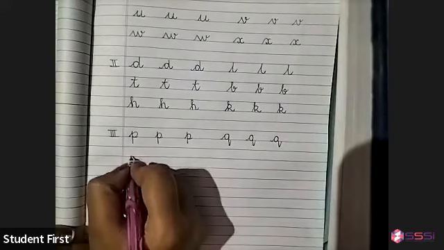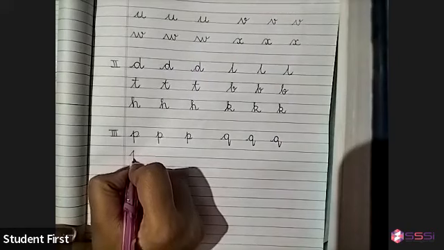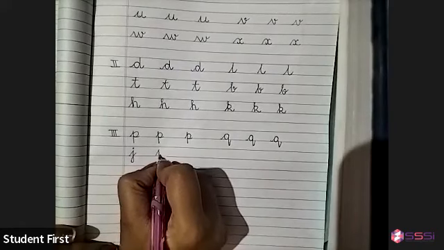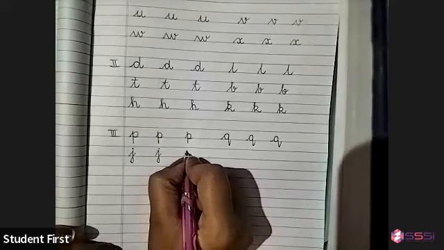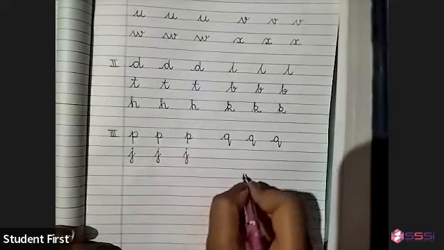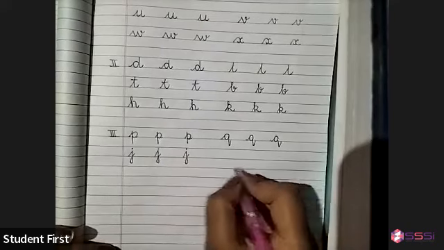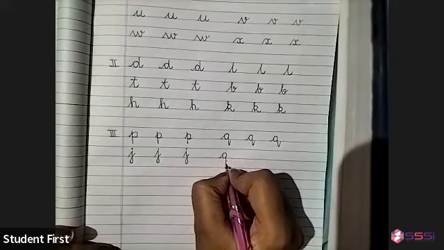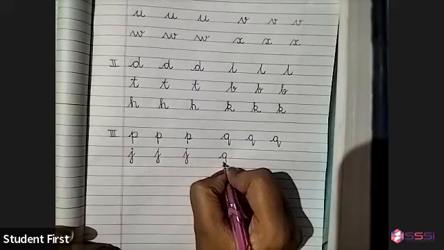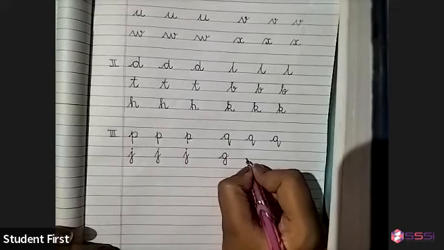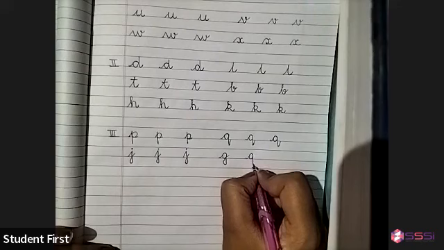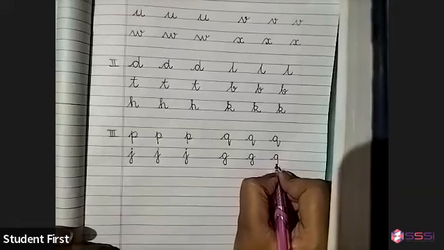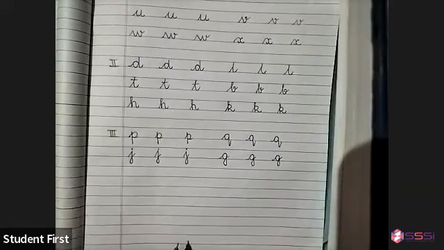Next letter is letter J. Next comes the letter G. We have to make it like A, then go down and come upwards. This way we make G. Next is the letter Y.